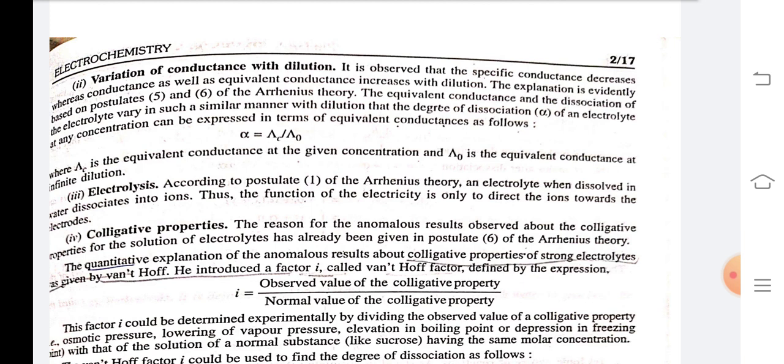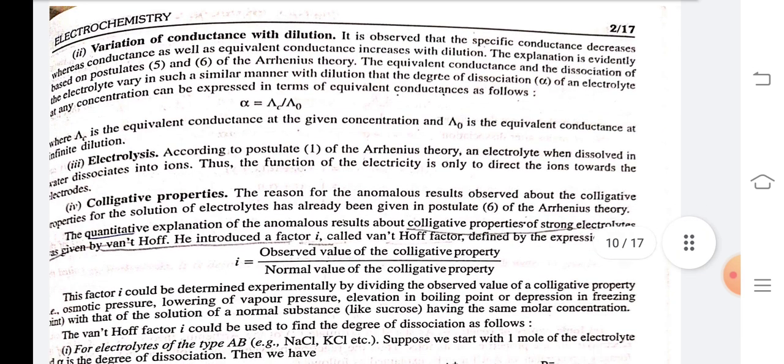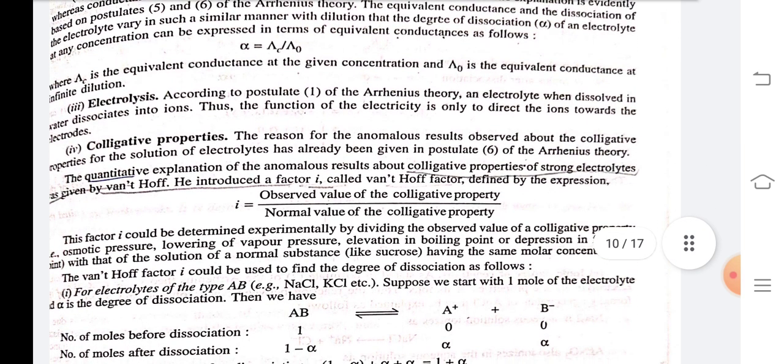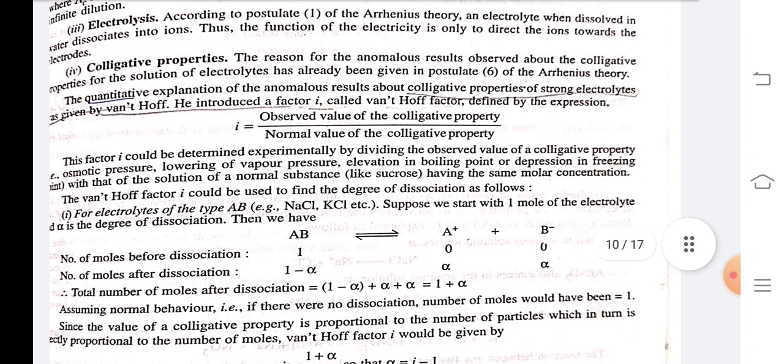3. Electrolysis. According to postulate 1 of the Arrhenius theory, an electrolyte when dissolved in water dissociates into ions. Thus the function of the electricity is only to direct the ions toward the electrodes. 4. Colligative properties. The reason for the anomalous results observed for the colligative properties of solutions of electrolytes has already been given in postulate 6 of the Arrhenius theory.